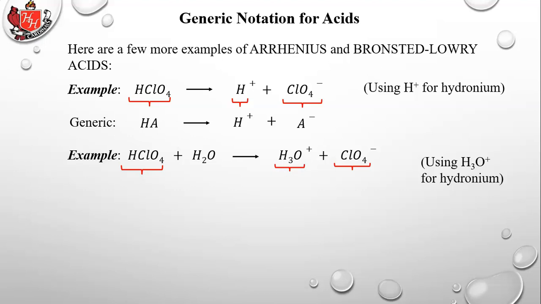Here's another example. And now here's the same reaction, but it's written with the H3O+ symbolism for the hydronium. So you actually include water on the left side of the reaction, H2O. So that hydrogen on the HClO4 is going to jump over to the water molecule and turn the water molecule into an H3O+, or hydronium ion.